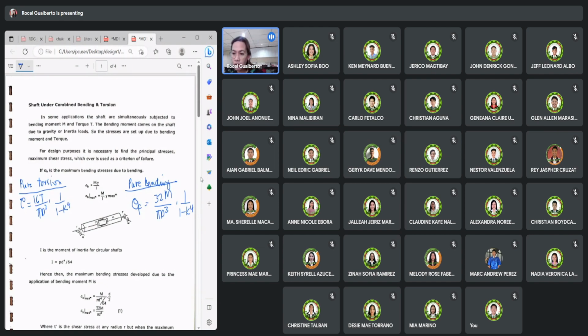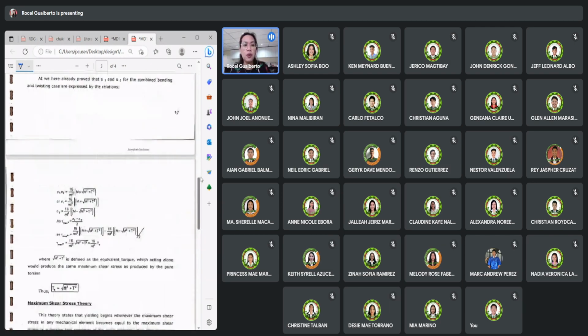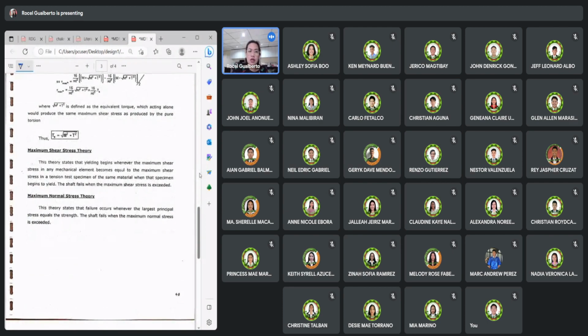Okay, now if we have combined torsion and bending, ano po ang ating gagawin? We have what we call the maximum shear stress theory and the maximum normal stress theory. Okay? So this maximum shear stress theory, ano po ang sinasabi niya? Pag magkasama po yung torsion at saka po yung bending, the material will fail kapag na-exceed po yung shear stress natin. Kumbaga, dominating po sa kanya would be the shear stress. And that is being observed if material is ductile. So this one po is specific for ductile materials.